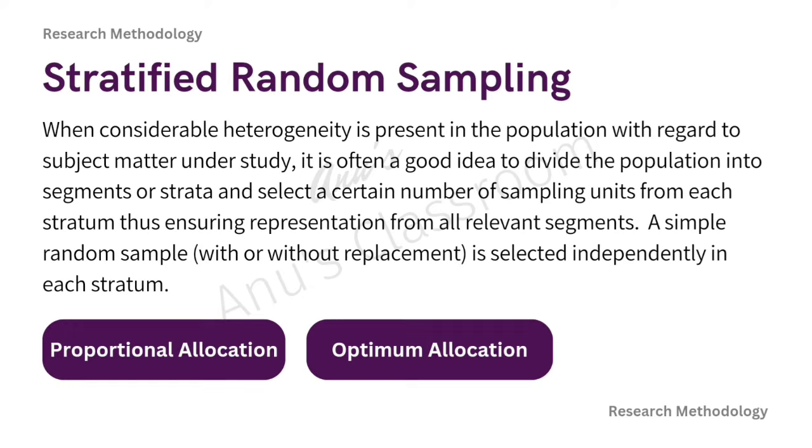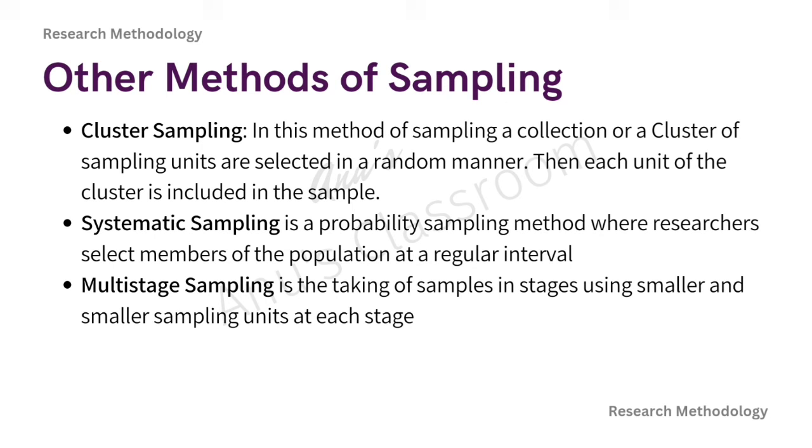These are the cases where we will have to go for stratified random sampling instead of simple random sampling. In stratified random sampling also we have two methods: proportional allocation or optimal allocation. So when do we go for stratified random sampling? Again, when there is considerable heterogeneity present in the population with regard to the subject matter under study. So that is about stratified random sampling.